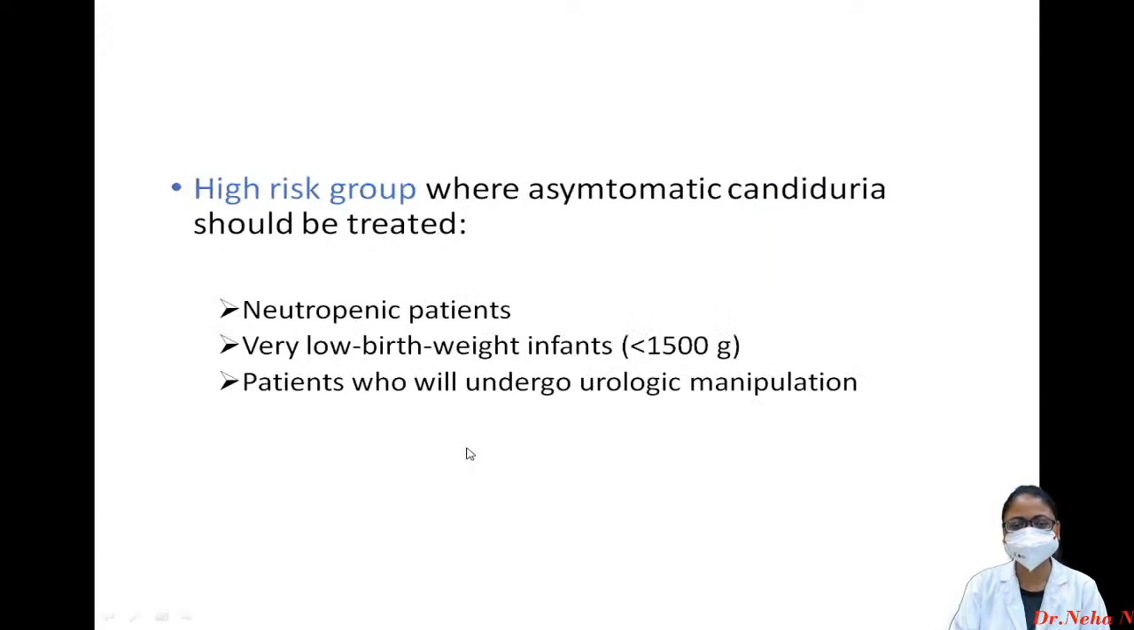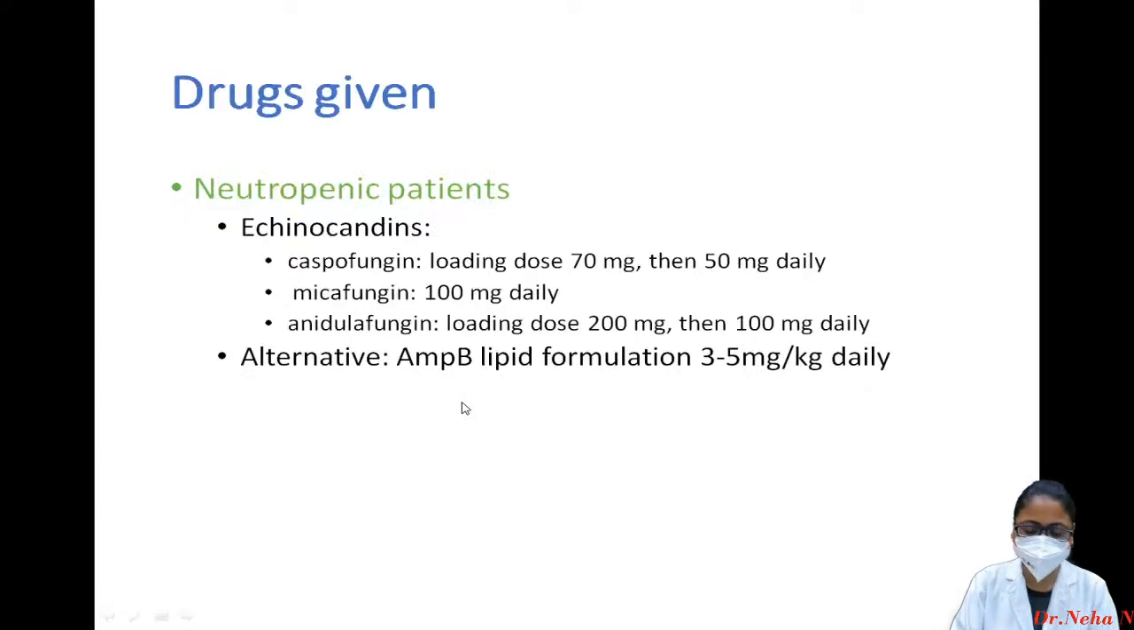Now, what are the high-risk groups in which asymptomatic candiduria has to be treated? These include three groups: neutropenic patients, very low birth weight infants, and patients who have a planned urologic procedure coming up. Now I'll discuss what is exactly the treatment in these cases.